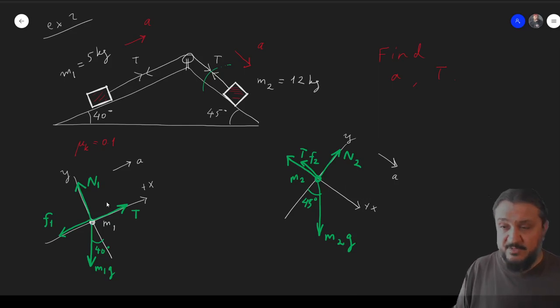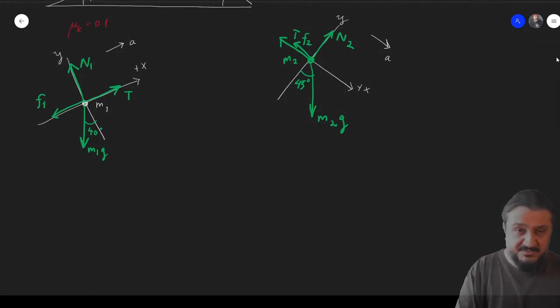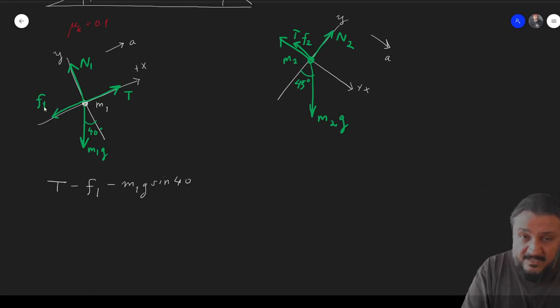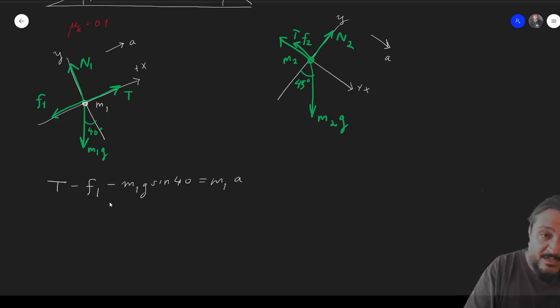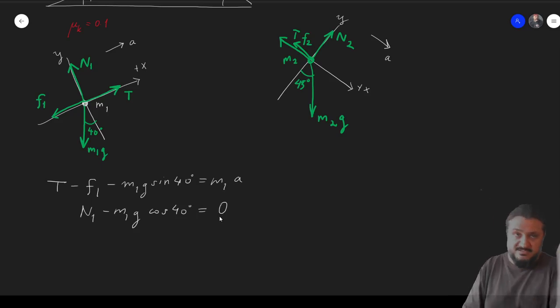Let's just write down our equations. Remember, we have to include what's happening in the y direction this time. So we'll end up with more equations. For the first free body diagram, I have T minus F1 minus M1G sine 40. That is the x component of the net force along the x direction, equals M1A. In the y direction, I have N1 positive and M1G cosine 40. Why cosine? Because that's adjacent to 40. M1G cosine 40 equals what? Zero, because acceleration has a zero y component.